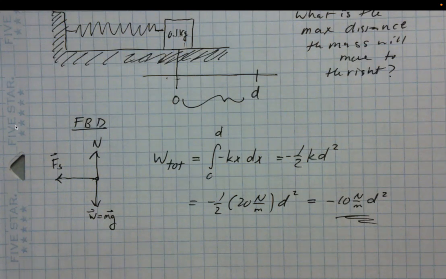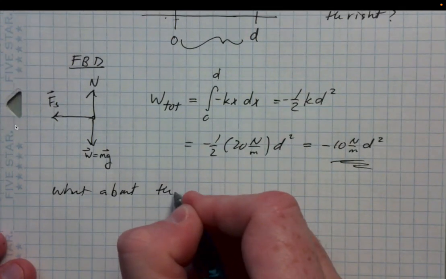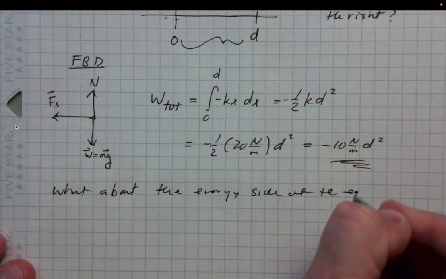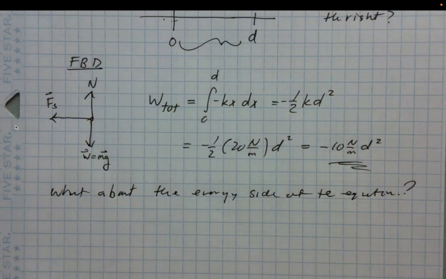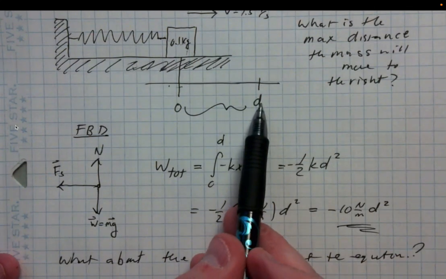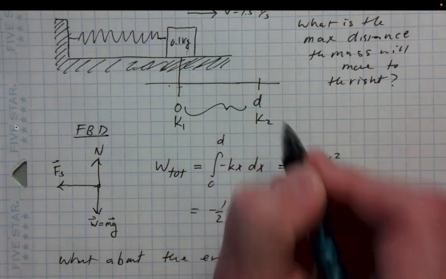Okay. So we've got the one side of the work energy theorem, the work side. Now we need to concern ourselves with the energy side. So what does the energy side of the equation look like? What about the energy side? Okay. So on the energy side, you've pretty much got these two positions: the starting position and the ending position. So this would be like K1 and this would be like K2.